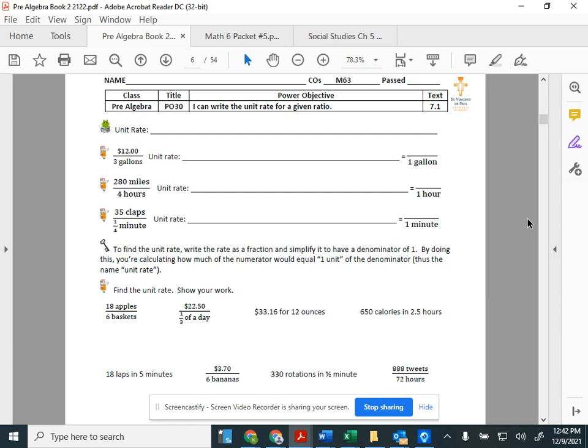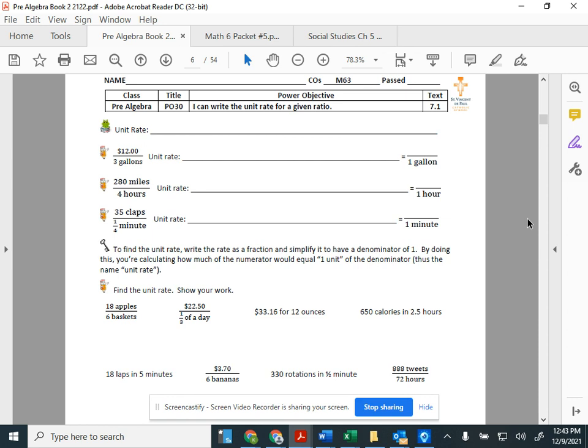Okay, good afternoon. Today we are starting with PO30. I can write the unit rate for a given ratio. So we're continuing on with those ratios, going a little bit deeper. We spent a couple of days working on just ratios in general. Now we have a good comfort level with ratios. We're going to go deeper with them.